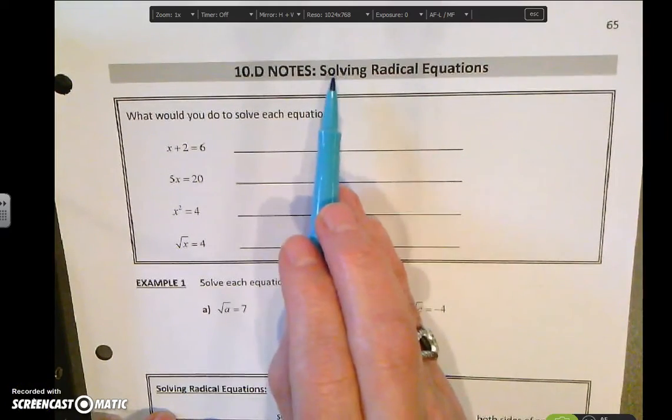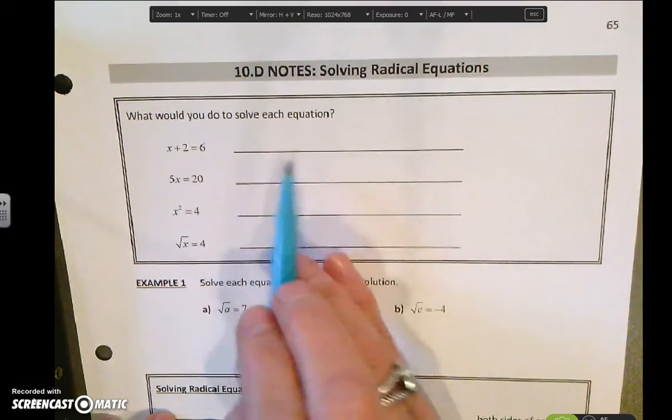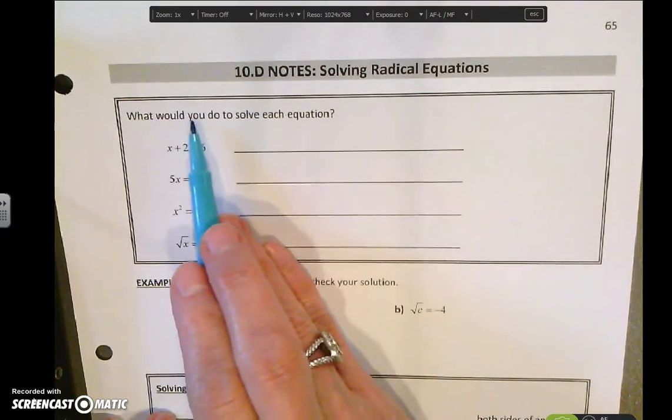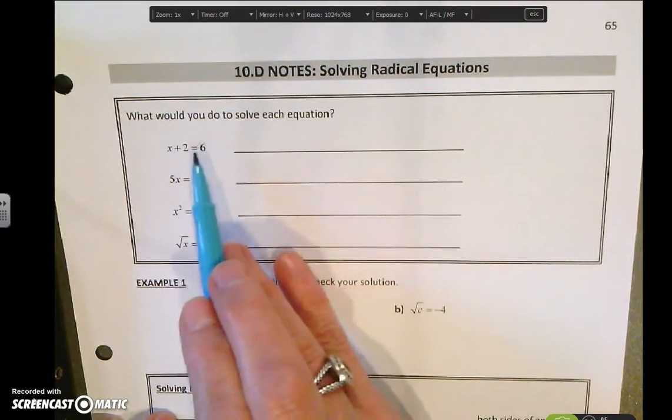In today's notes, we're going to be solving radical equations, so an equation that has a radical in it. So let's just think a little bit. What would you do to solve each equation?